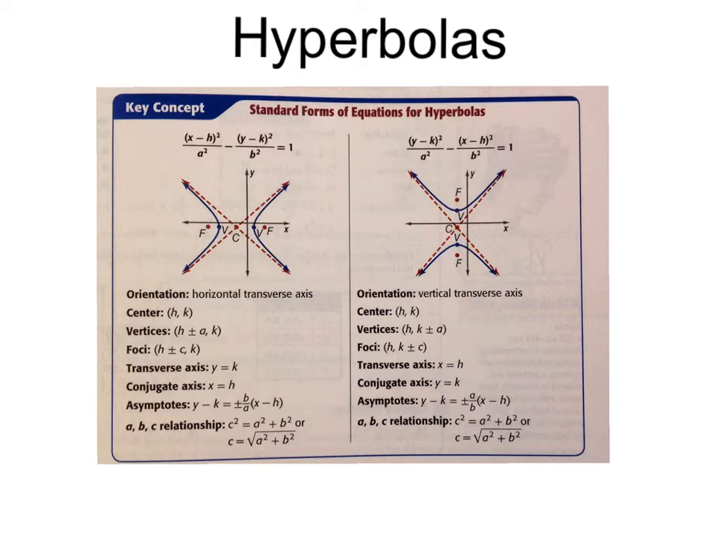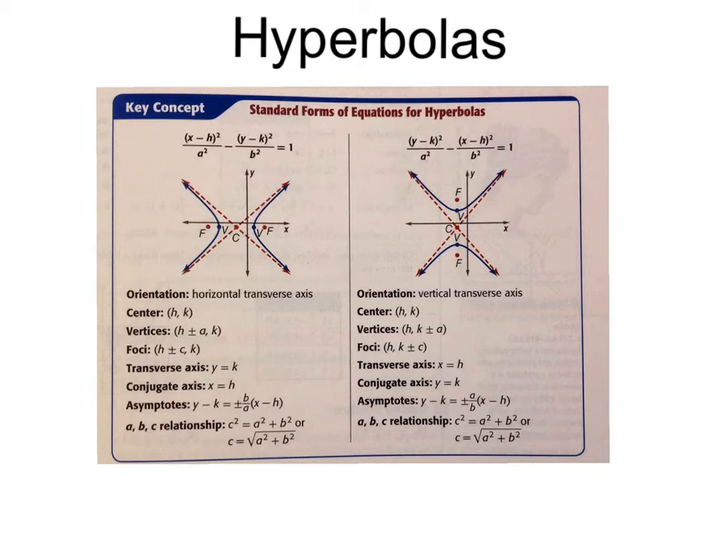The vertices of the hyperbola are located at the main point where each side of the hyperbola is extending. Those are either going to be a distance of a horizontally from the center point or a distance of a vertically from the center point, depending on your equation.